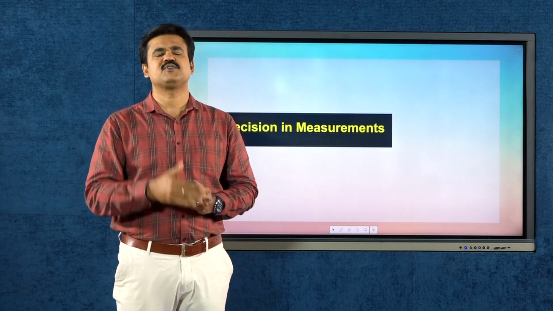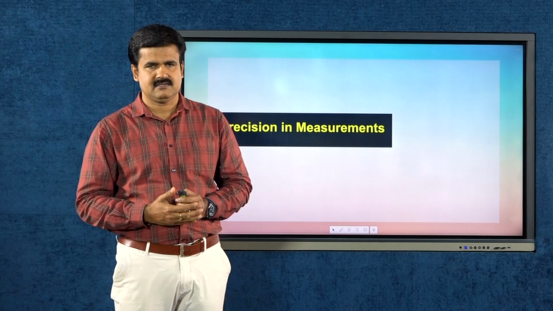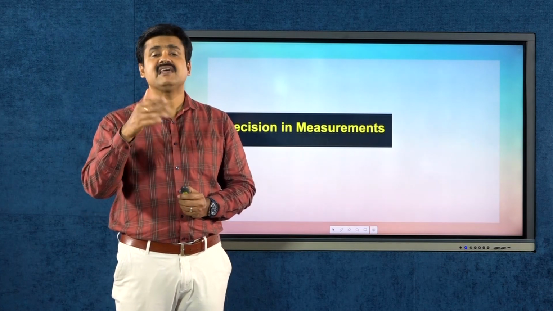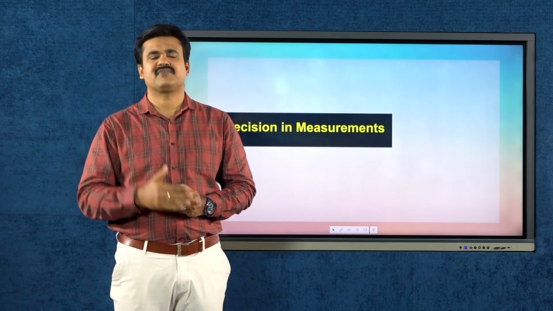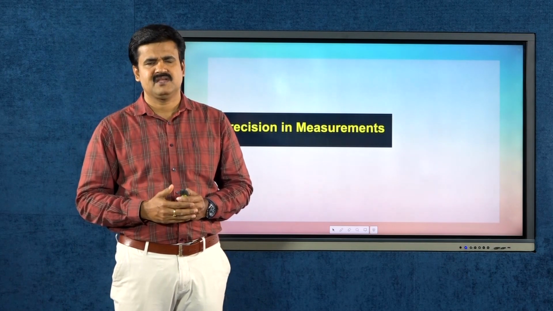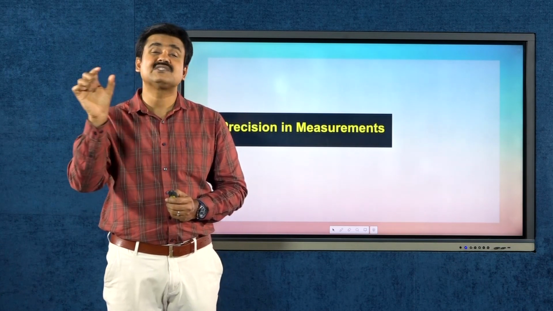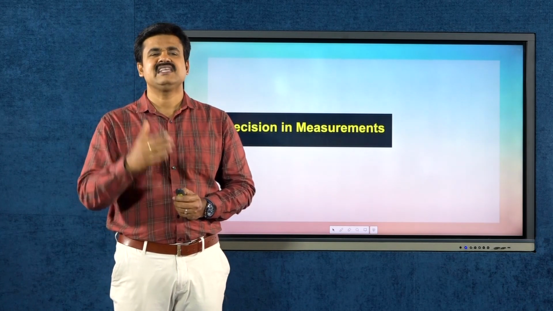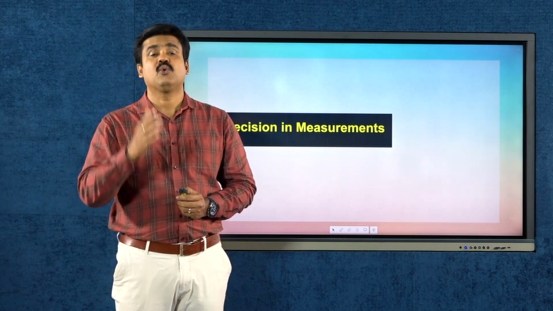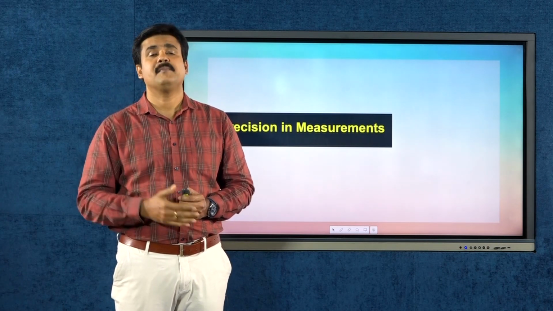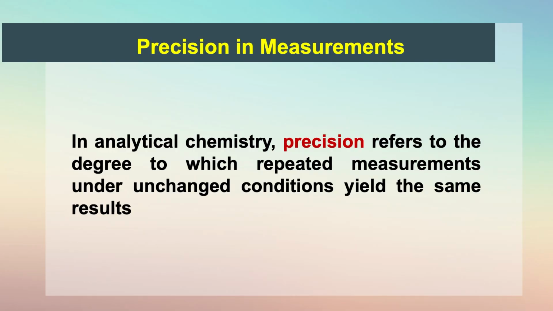But the concept of precision is somewhat different. Imagine the condition where you are taking a continuous set of readings with the help of an instrument. During these measurements, if we get some values which are very close to each other, that situation is termed as precision. Or you can say that there is precision in measurement. Thus, in analytical chemistry, precision refers to the degree to which repeated measurements under unchanged conditions yield the same results.